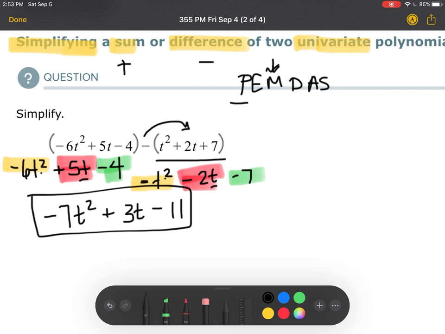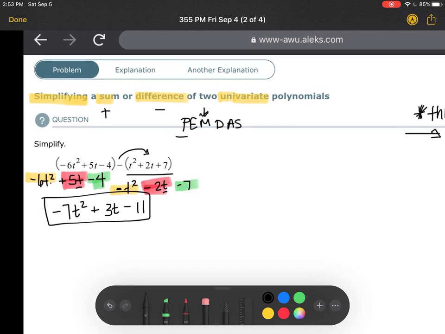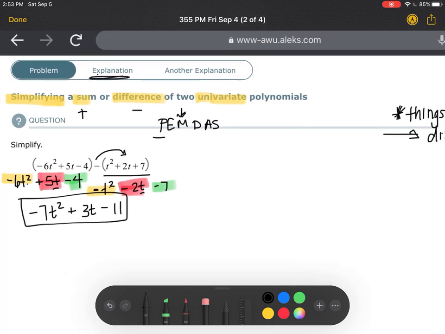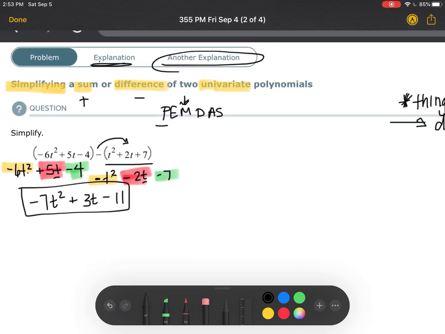This is your answer. Okay, now I saw this was the first explanation that they gave, because I wanted to see what this other second one is. And there's another way to think of this question if you need the help. So I'm just going to write this out real quick and say, if you really want to think about this as a sum or a difference, you can really just take this question and say negative 6t squared plus 5t minus 4, right? And then you can set it up as a subtraction problem. t squared plus 2t plus 7. Okay.